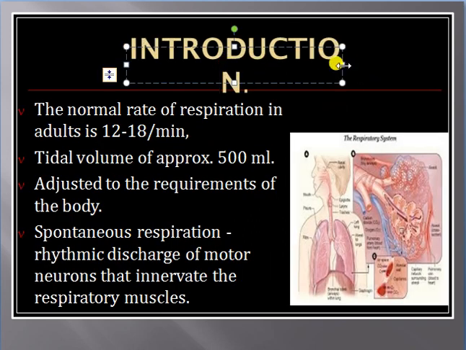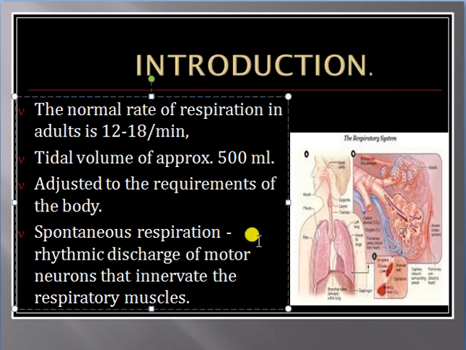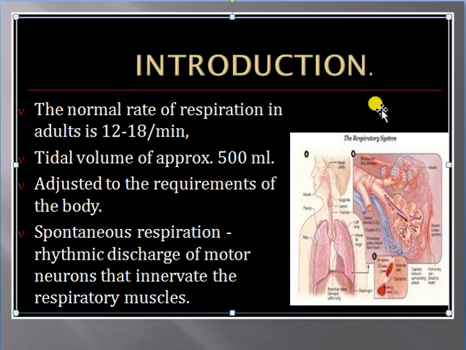So if you take the respiration rate in adults, it is 12 to 18 times per minute, with a tidal volume of approximately 500 ml. Tidal volume means the normal inspiration and expiration volumes completely, we can call as tidal volume. This tidal volume is regulated by the motor neurons that innervate the respiratory muscles.